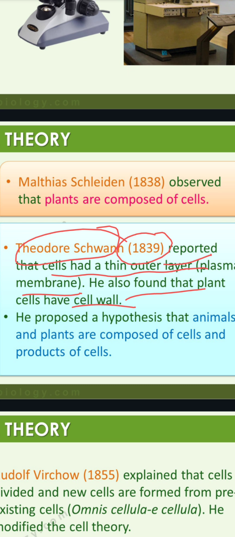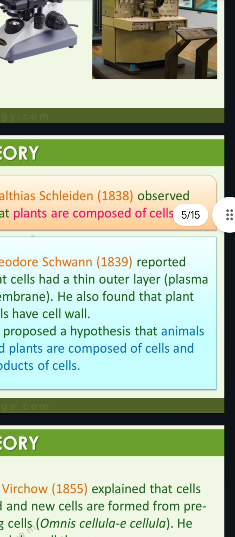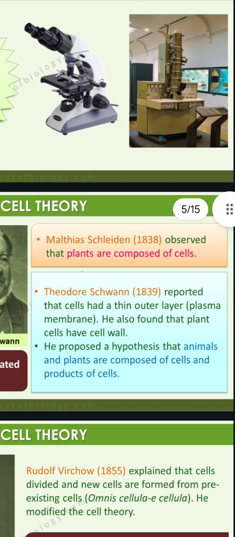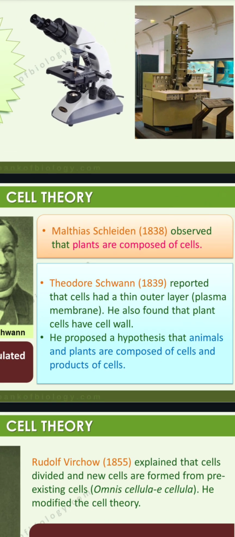So here he made many discoveries. First he discovered that there is a thin membrane called the plasma membrane. He also found that plant cells have a cell wall. So he first discovered the plasma membrane. Next he told that plant cells have a cell wall.